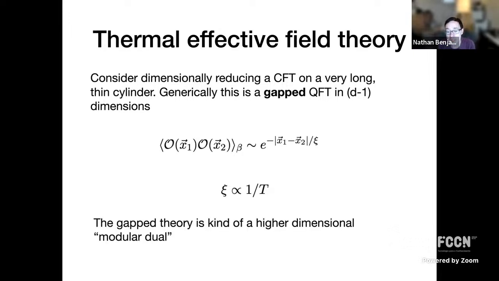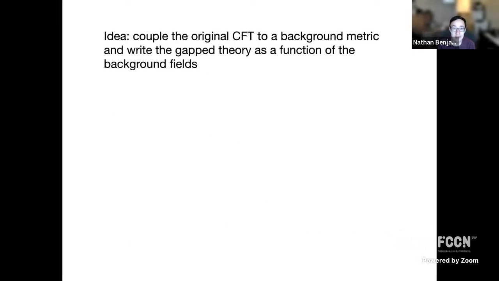And we're going to view this gapped theory as a kind of higher dimensional modular dual. So instead of viewing the theory itself as a modular dual, we're going to view this effective D minus 1 dimensional theory as a modular dual, and we're going to write down an effective action of this. And this effective action is going to parameterize the high energy density of states of our CFT.